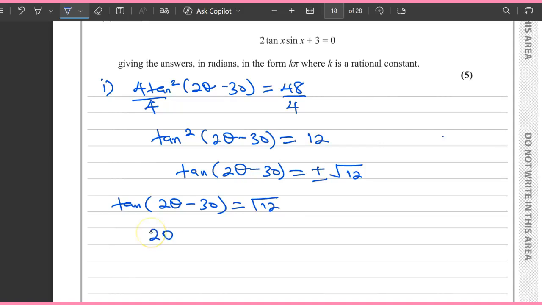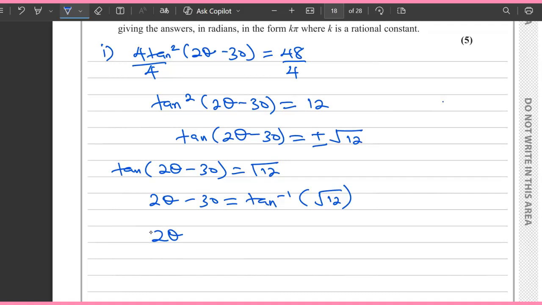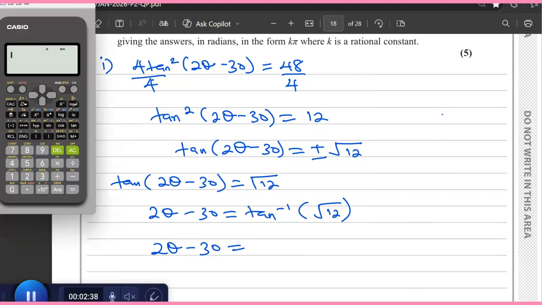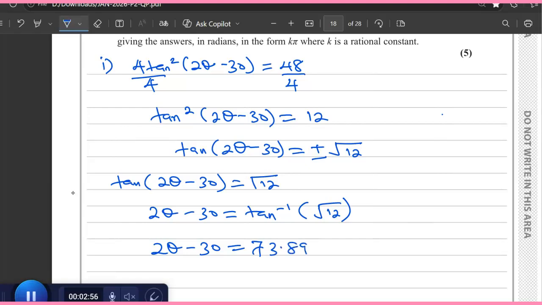So therefore we'll say that 2 theta minus 30 equals tan inverse of root 12. Let's look at the tan inverse of root 12. What does it give us? The tan inverse of root 12 from the calculator gives us 73.8979. So we'll have 73.8979 degrees.